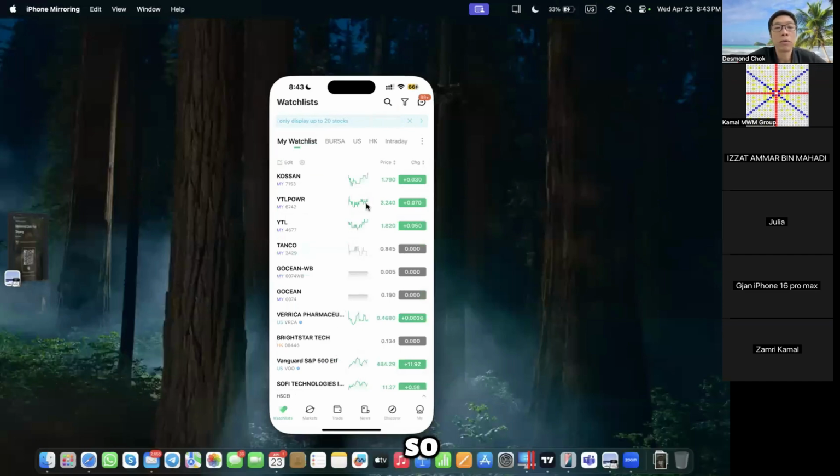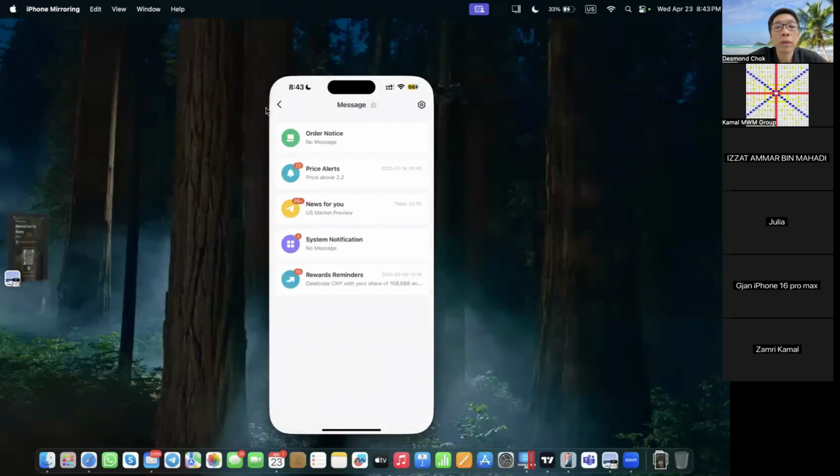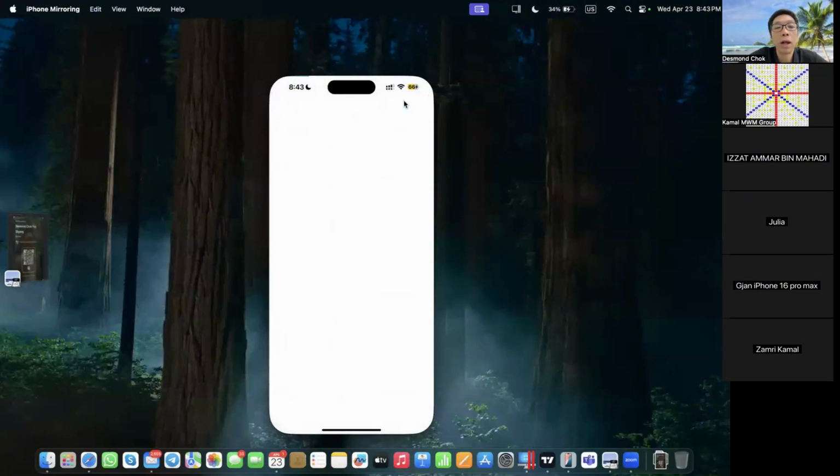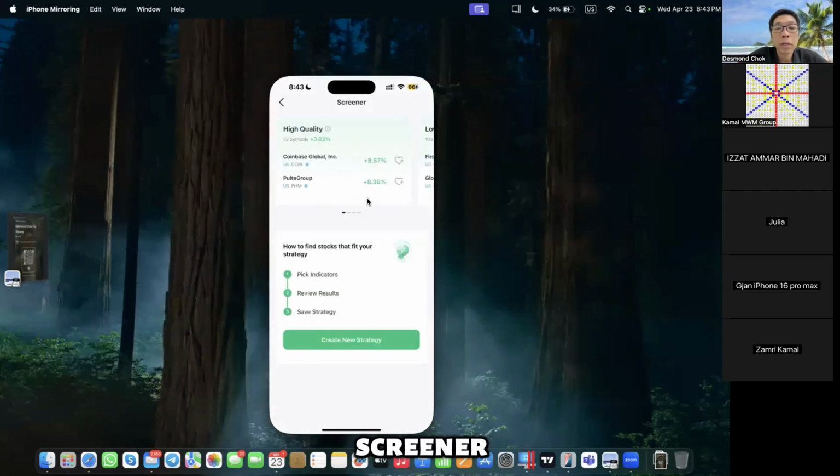Okay. So for the watch list, I think it should be like this. Then other than that, what is this? Oh, these are messages. Okay. Then here, filter. So for filter, this one is the screener. Screener, this one is for you to screen the US stock. So far, unfortunately, Malaysia doesn't have this kind of screener yet. This one is only to screen the US stock.